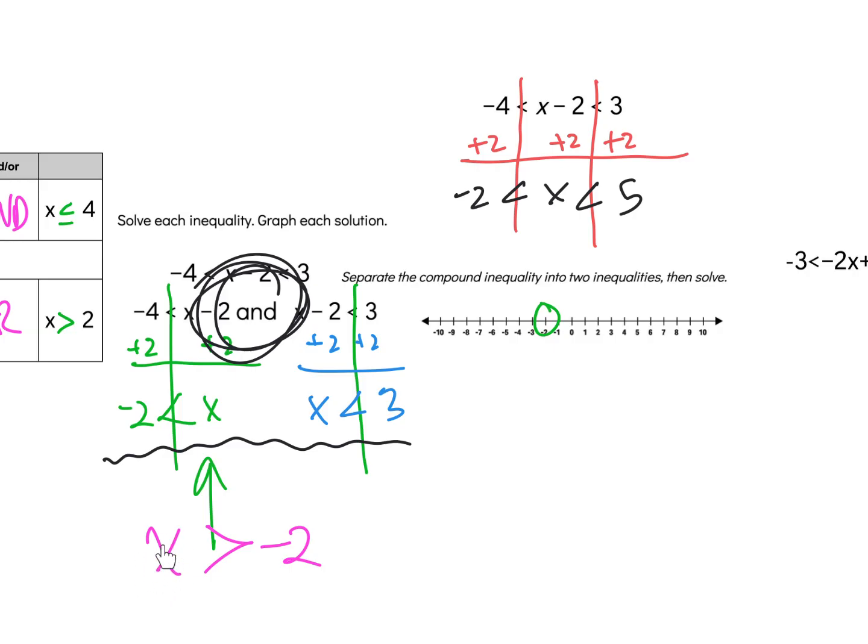X is all of the numbers that are bigger than negative 2. So let's go back and do that. Bigger than negative 2. There we go. And then let's go with the other one. X is less than 3, so we have an open dot shading this way. And oh, look, this is where they overlap. And since this is an and, that is our answer right there.